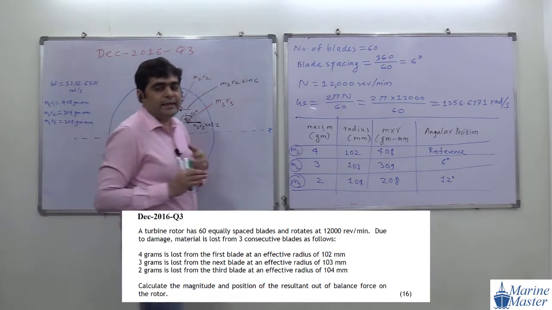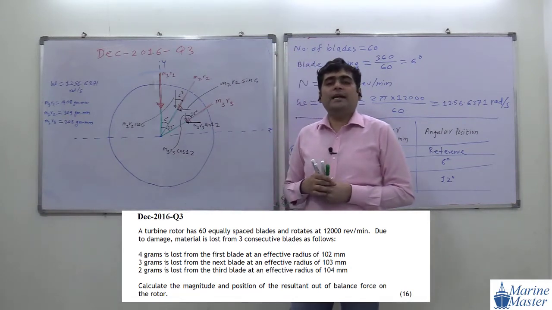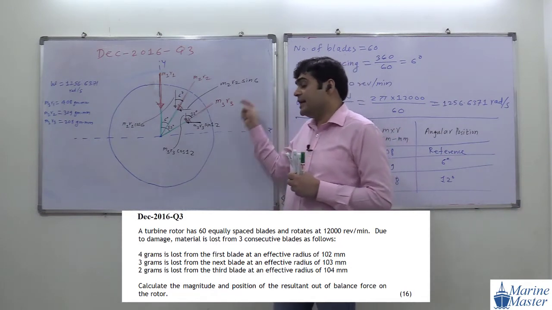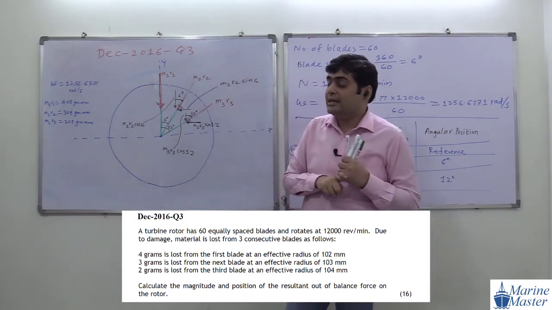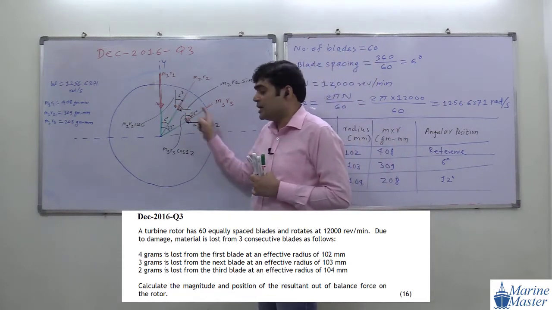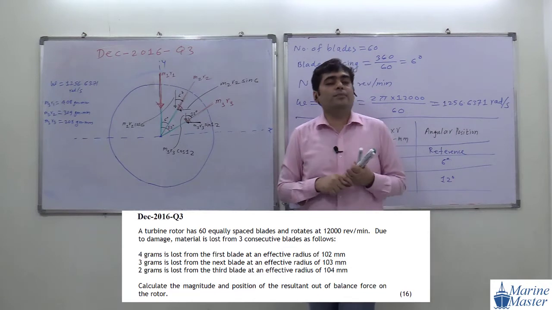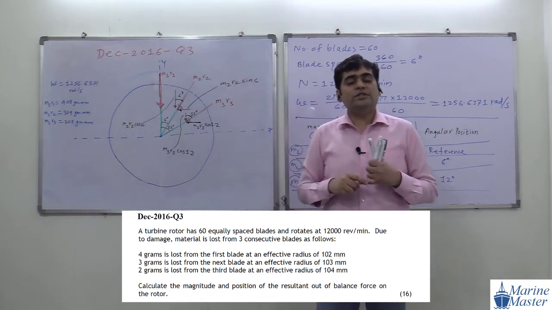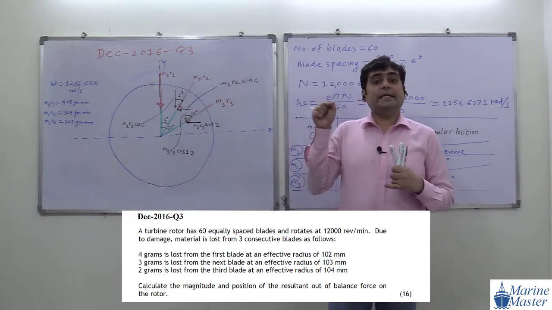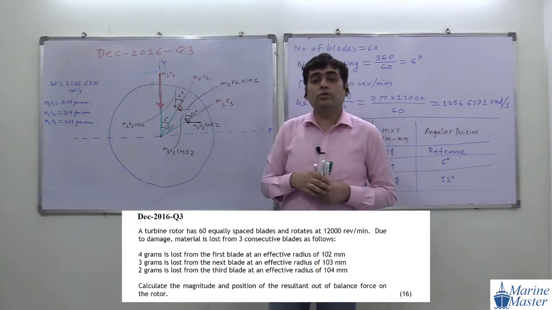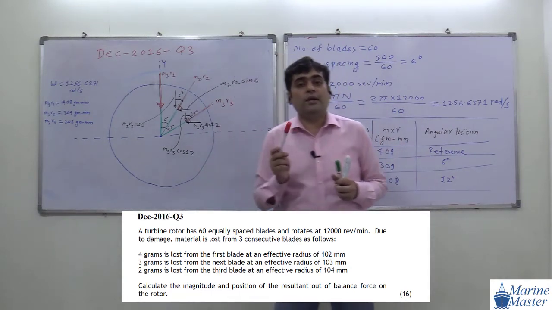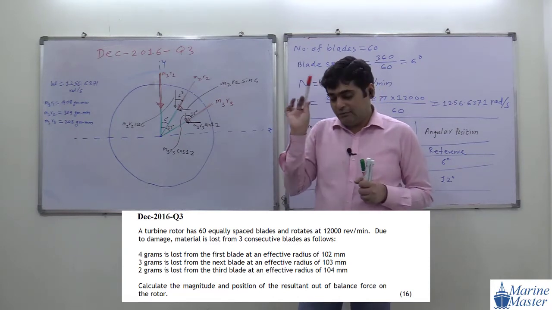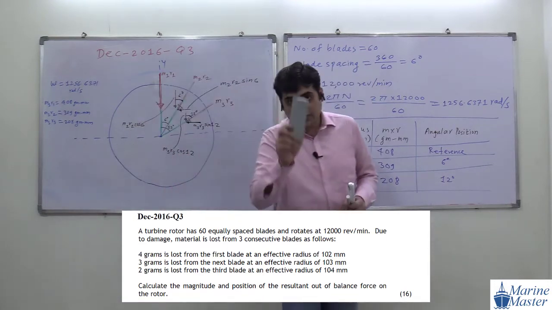So what is our target here? We have to find the out of balance force. And here the out of balance is created by three centrifugal forces. And here the centrifugal force is radially inward. Why is the centrifugal force radially inward? Because masses are removed from 3 consecutive blades. So always remember one point: whenever masses are removed from somewhere, in that scenario, the centrifugal force must be radially inward. Okay, good. So this is the important point.